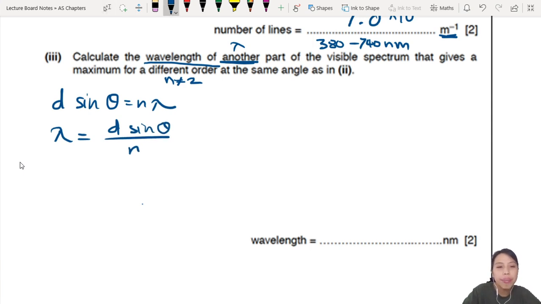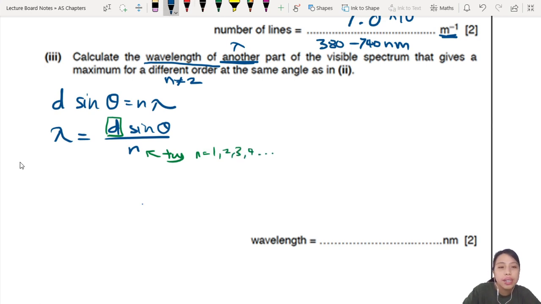Now, what is our lambda? Okay, you look here, d is fixed. We have the same grating. n is changing, you could say. Theta will also change because of that. So what to do with so many unknowns? We just try all the n's, because it's either 1, 2, 3, 4, or 5.